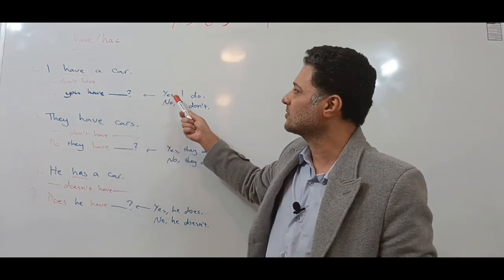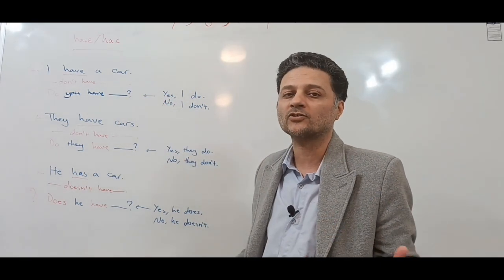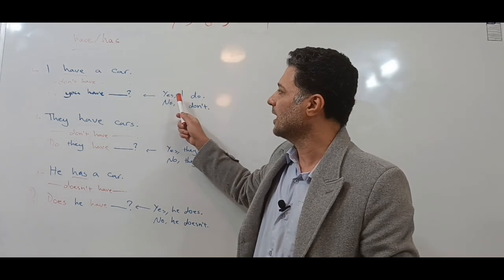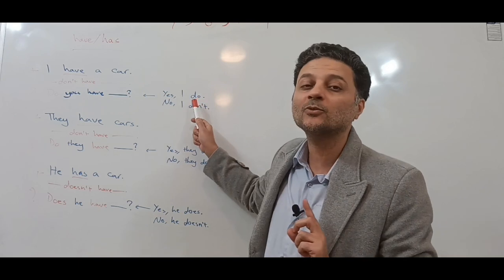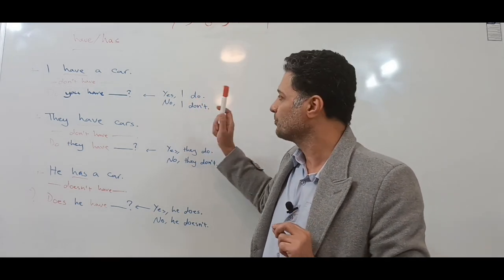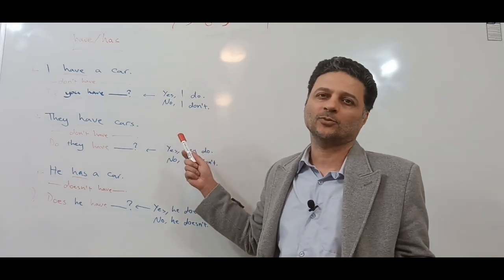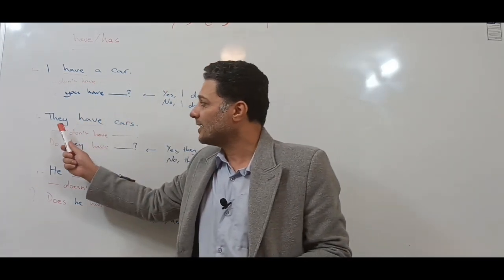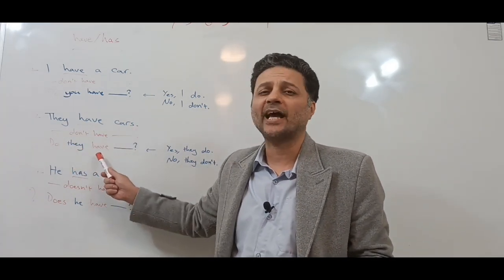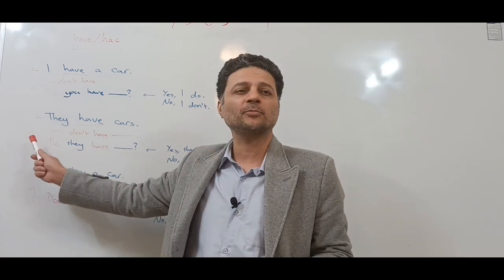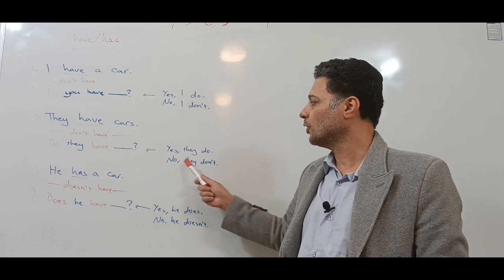Well, obviously, the answer would start either with yes or no, because these are all what kinds of questions? Yes or no questions. We say, yes, I do. Not have. Not yes, I have. Yes, I do. Again, we use the auxiliary do. Or you answer with no. No, I don't. All right? The second example, or the middle example, they have cars. Do they have cars? Do goes to the beginning of the sentence, right? So do they have cars? Yes, they do. No, they don't.